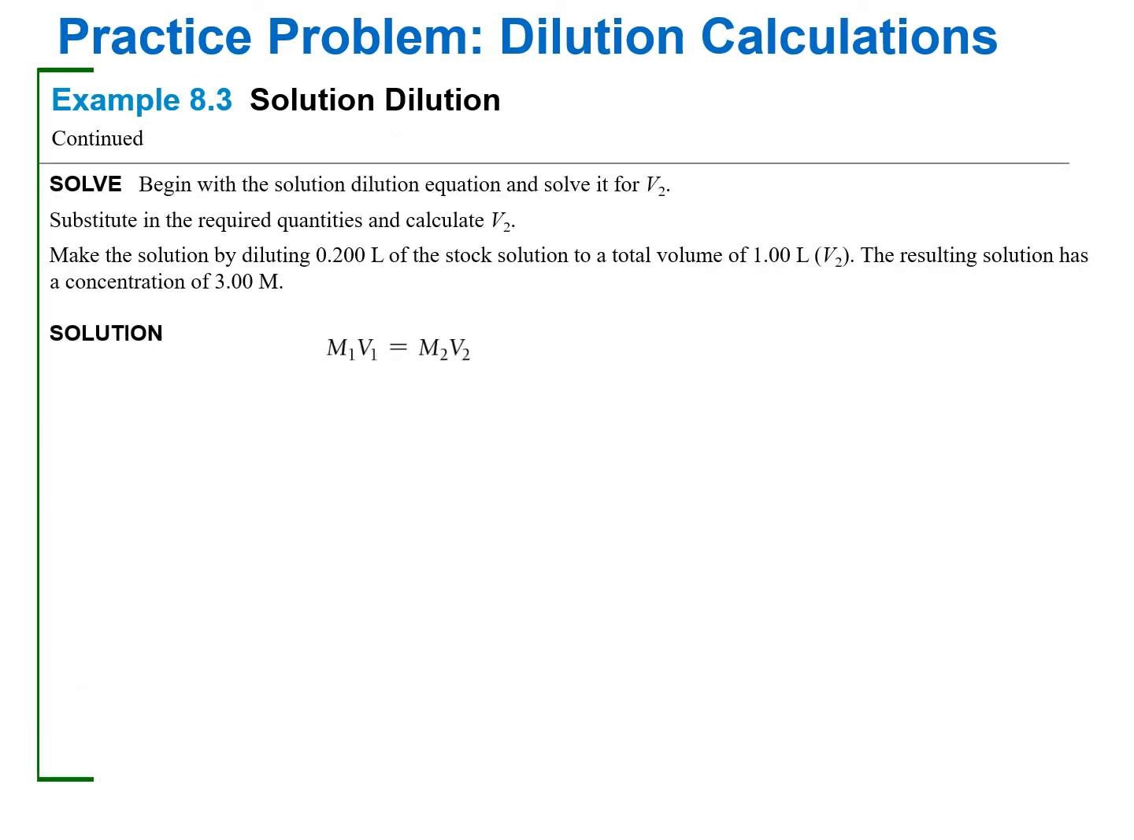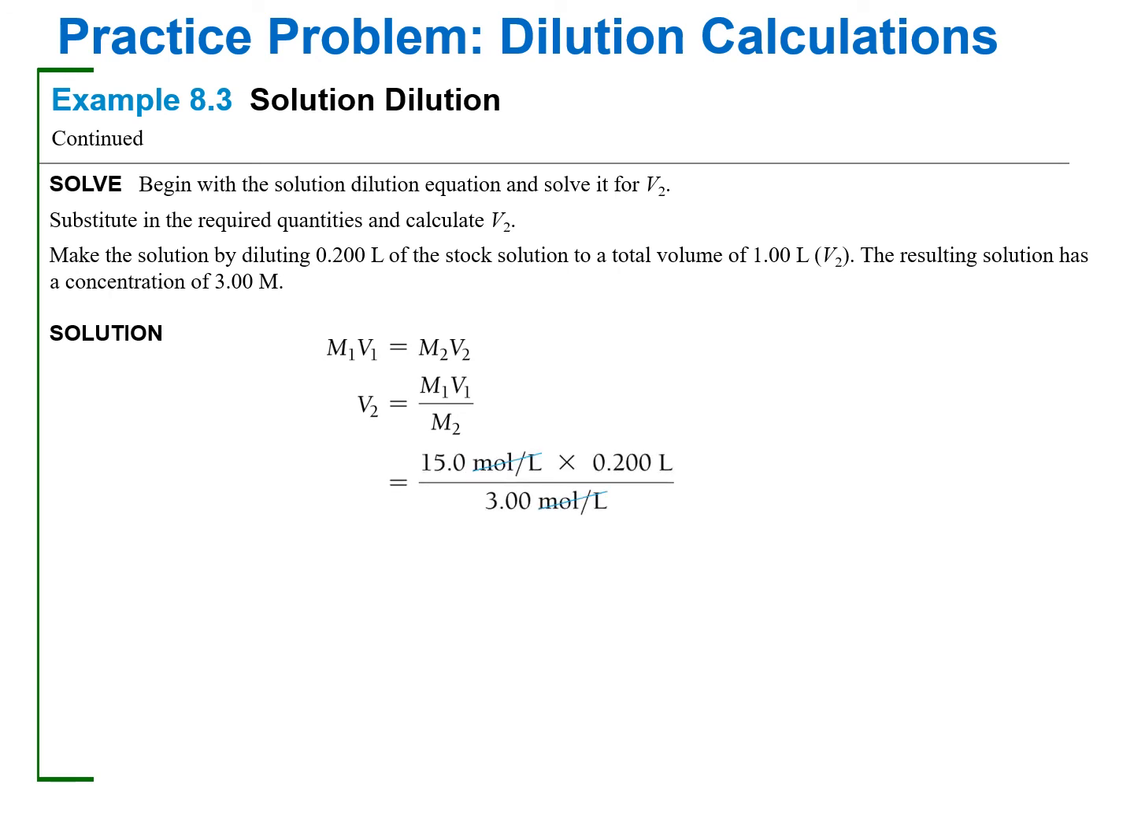All right, so the way that we're going to do that is we're going to take our initial equation, and what we need to do is isolate V2. So if we divide both sides by M2, that will allow us to have V2 on one side of the equation, and we would have M1 times V1 over M2. Now in this example, they just switched sides, but it's still the same information. So now we can plug in the values for M1, V1, and M2.